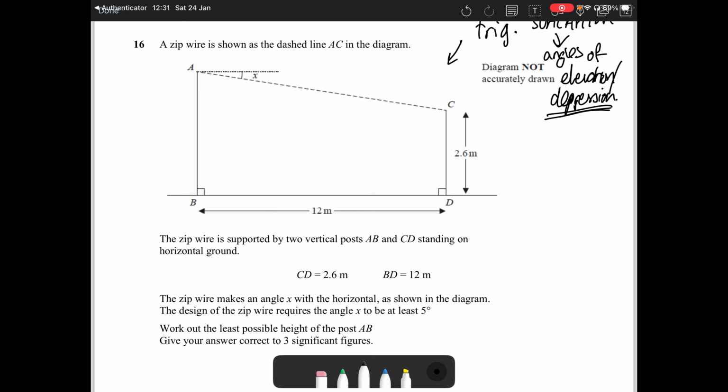All right, so we've got a zip wire, AC. The zip wire makes an angle with the horizontal, blah, blah, blah. It needs to be at least 5 degrees. Work out the least possible height of AB.